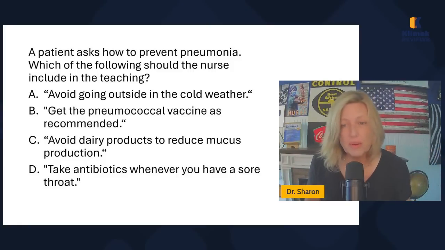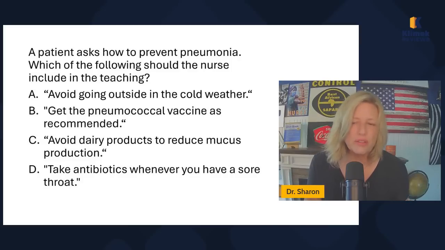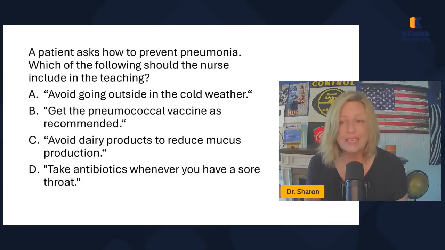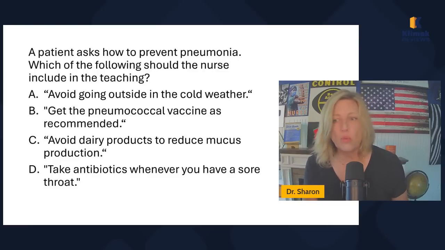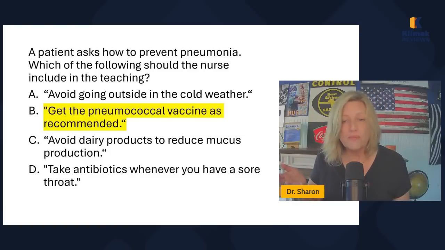Okay. Yeah. Avoid dairy products to reduce mucus production. No, that's not how we avoid pneumonia. Take antibiotics whenever you have a sore throat. No. If you have a sore throat that's not bacterial, you're not going to take antibiotics. You only take antibiotics when you have a bacterial pharyngitis. Pharyngitis is sore throat. So no, I'm not going to take it whenever I have a sore throat. So the only one that prevents pneumonia is the vaccine.